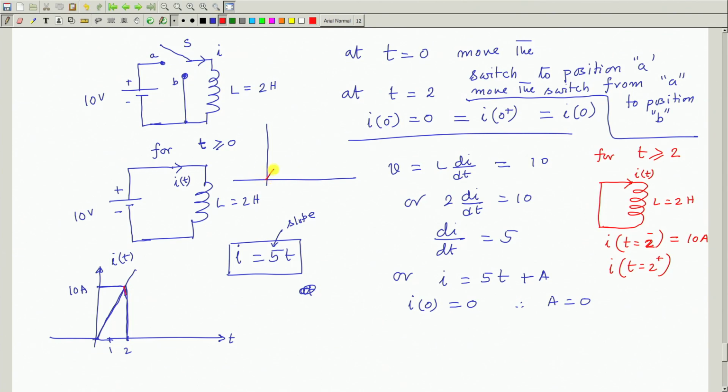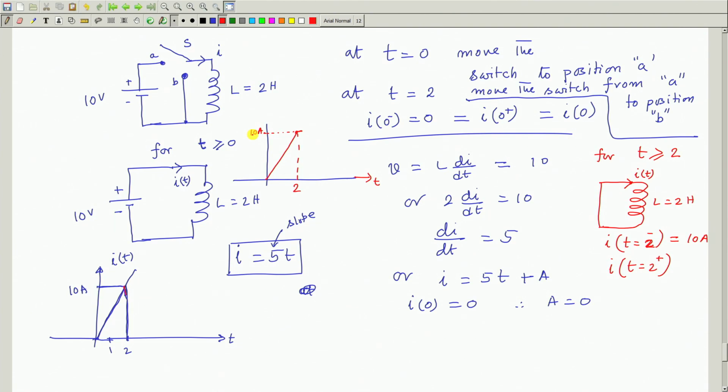So, it went up to 10 ampere current, this time was 2 second, this axis is time. So, at t equal to 2 minus, current was 10 ampere. What I am telling is, after you have done the switching, moved S to B from A, then also current has to be 10 ampere immediately after this. That has to be this one.